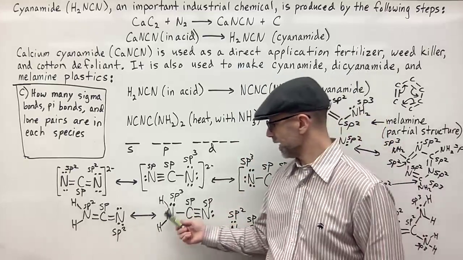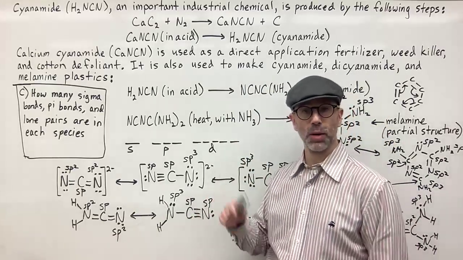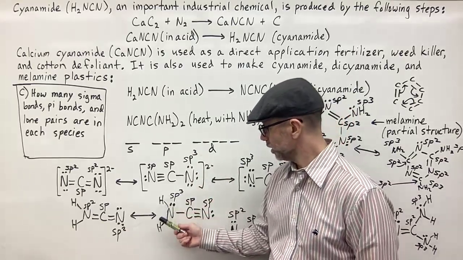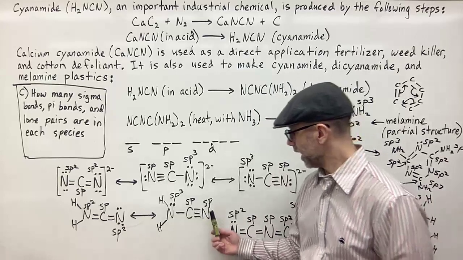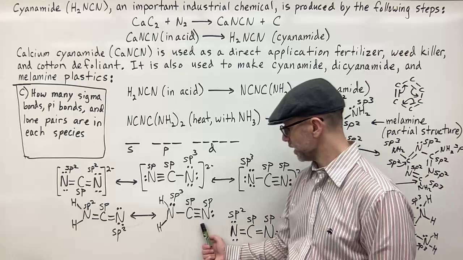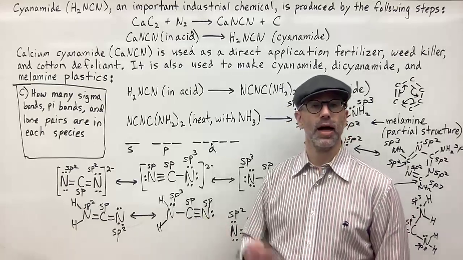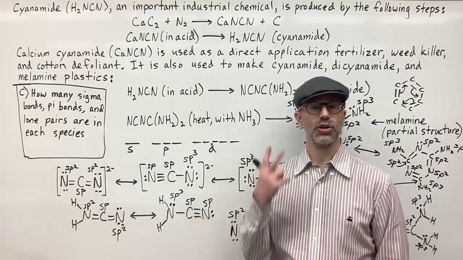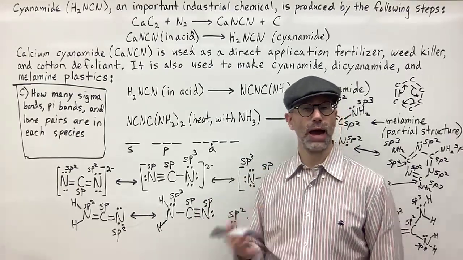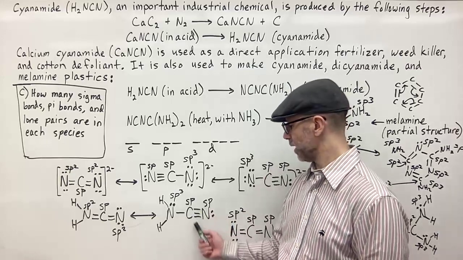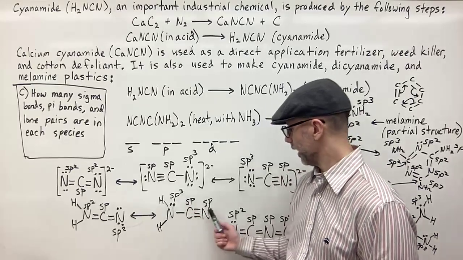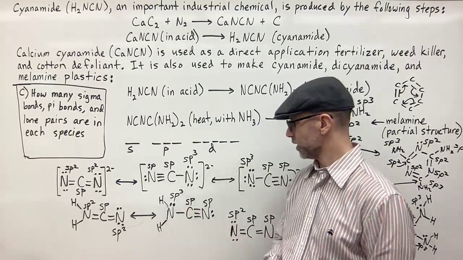For this species, again, sigma bonds, we're just going to count one sigma bond per bond between the atoms. So here I have 1, 2, 3, and I have one sigma bond there for 4. So I have 4 sigma bonds here. The triple bond gives me 2 extra pi bonds. So one of these is a sigma bond, the other 2 have to be pi bonds. So I have 2 pi bonds here. And for the number of lone pairs, again, I have 1 and 2. So 2 lone pairs there.